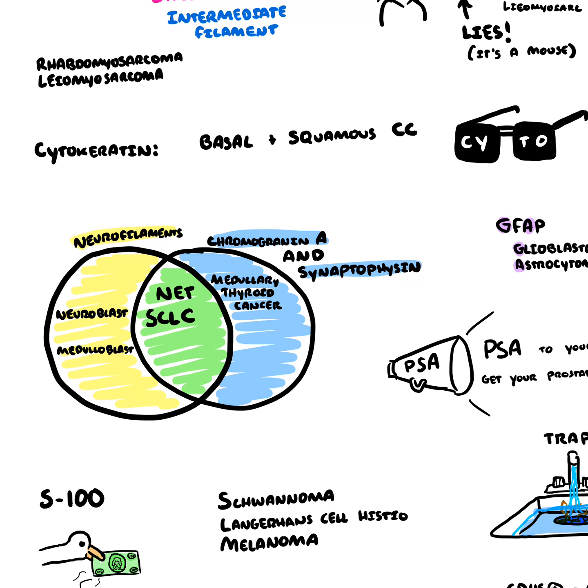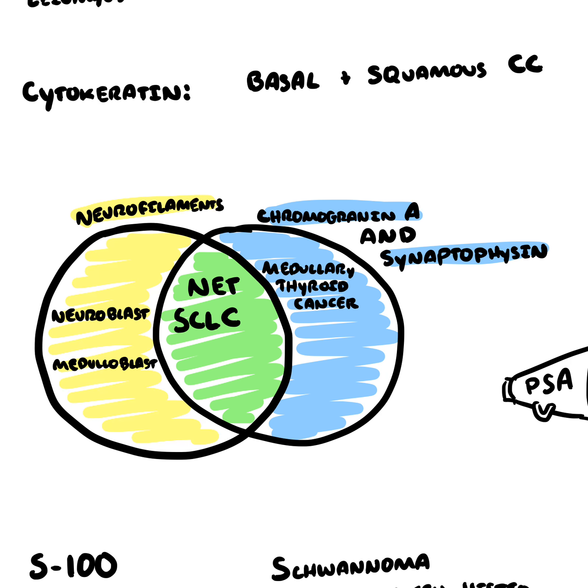Moving on. Okay, this one takes a little bit more of actually sitting down and writing this out a few times. There are three things that we're going to cover here: neurofilaments, which are part of neurons, and then chromogranin A, which is a secretory granule of neuroendocrine cells, and then synaptophysin is also a secretory granule of neuroendocrine cells. So these two, chromogranin A and synaptophysin, have the same three associations, and that's medullary thyroid cancer, neuroendocrine tumors, NETs, and small cell lung cancer.